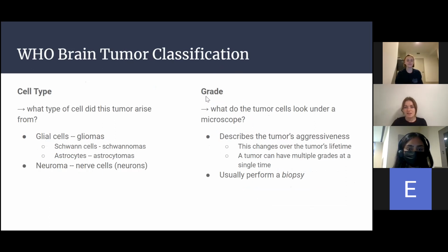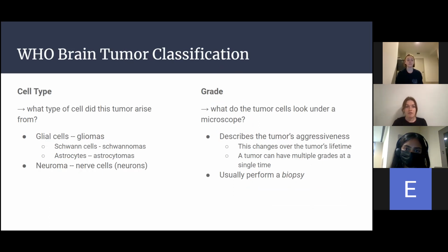Okay, so the next classification system that we're going to talk about is actually a method developed by the World Health Organization, or the WHO. This one, it's super detailed and really complicated, but we're just going to go over the basics and most general WHO classifications. So the first one that we have is cell type, and we also have grade. So cell type, it's related to the origin classification that we talked about earlier. So essentially, you're just going to ask yourself, what type of cell did this tumor arise from?